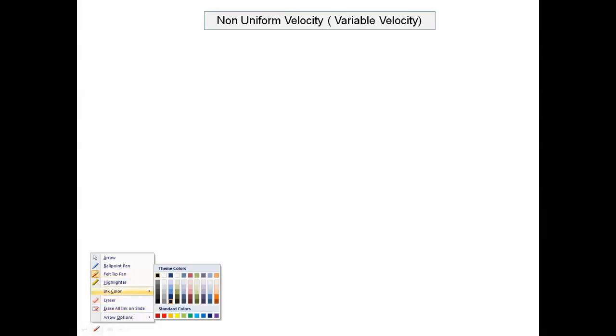Next, we will discuss non-uniform velocity. Of course, when it is velocity, we have to think of both magnitude as well as direction. So only the definition is sufficient here. A body is said to have non-uniform velocity or variable velocity if it has non-uniform speed.